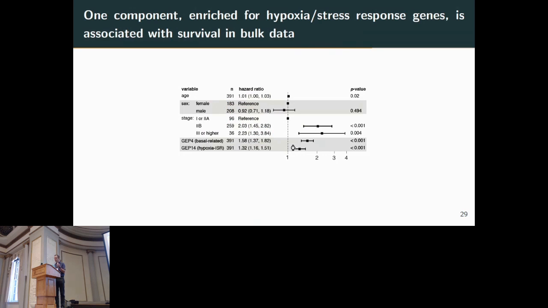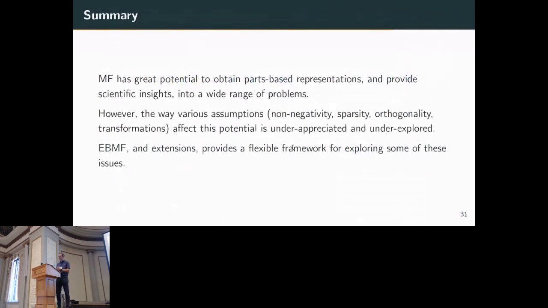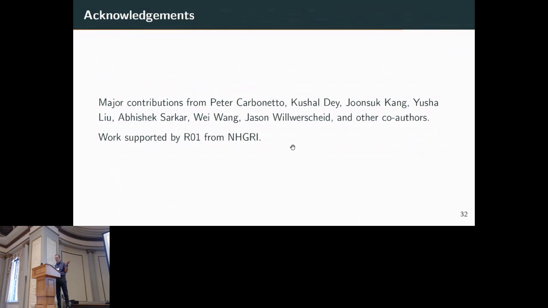For reasons of time, I'm going to skip over that, and I'm also going to skip over that last picture and wrap up to give you time for questions. So I think matrix factorization has great potential to obtain parts-based representations and give you scientific insights, but the way that various assumptions might affect this potential is perhaps underappreciated and also underexplored. And I think we've now developed a set of tools that can help you explore how these different assumptions affect how interpretable the results are. And I'd love to see them more widely used. I want to acknowledge my co-authors and funding, and I'll be happy to take any questions.